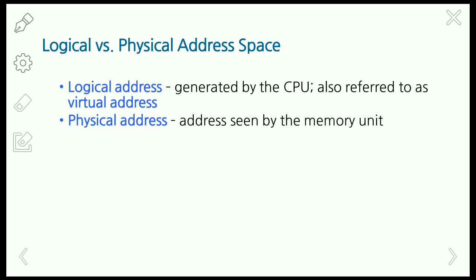Next is logical versus physical address space. The logical address is generated by the CPU, also referred to as the virtual address. And the physical address is the address seen by the memory unit. That means the address allocated in the main memory is called the physical address.